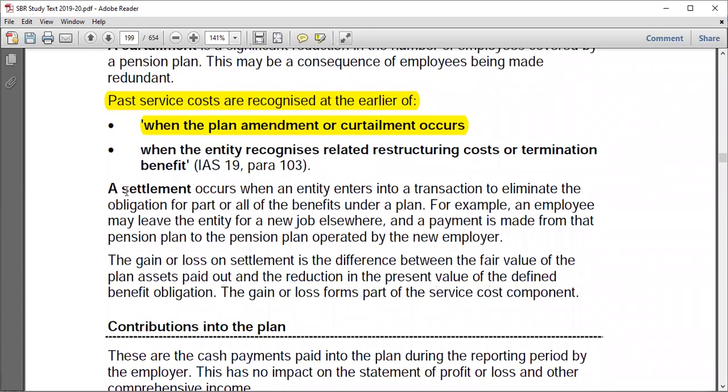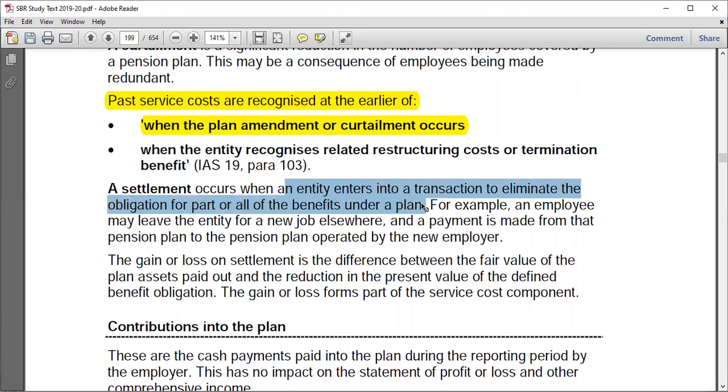And then you have settlement, right? You settle something and then you obtain the gain or loss. Now by settlement, we say settlement occurs when an entity enters into a transaction to eliminate the obligation for part or all of the benefits under a plan.